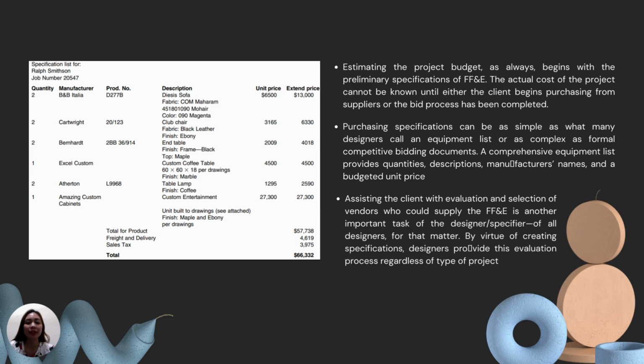Purchasing specifications can be as simple as what many designers call an equipment list or as complex as formal competitive bidding documents. A comprehensive equipment list provides quantities, description, manufacturer's name, and a budgeted unit price.